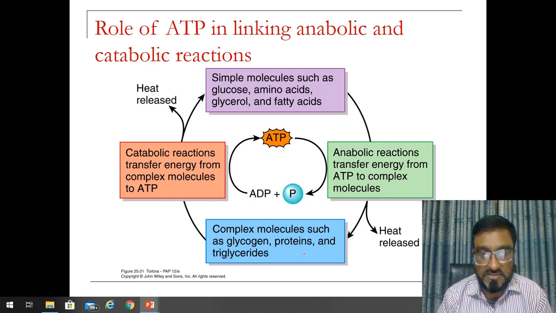In contrast to that, the complex molecules undergo catabolic processes to give you simpler molecules. So these bigger molecules are converted through the catabolic process into simpler substances, and as a result of that, heat is released. So these are the catabolic processes. In the catabolic processes, ATP is generated, energy is generated.